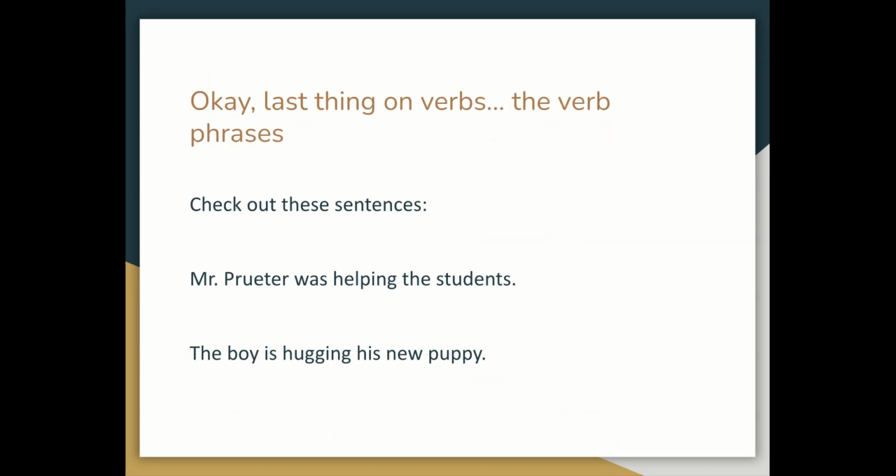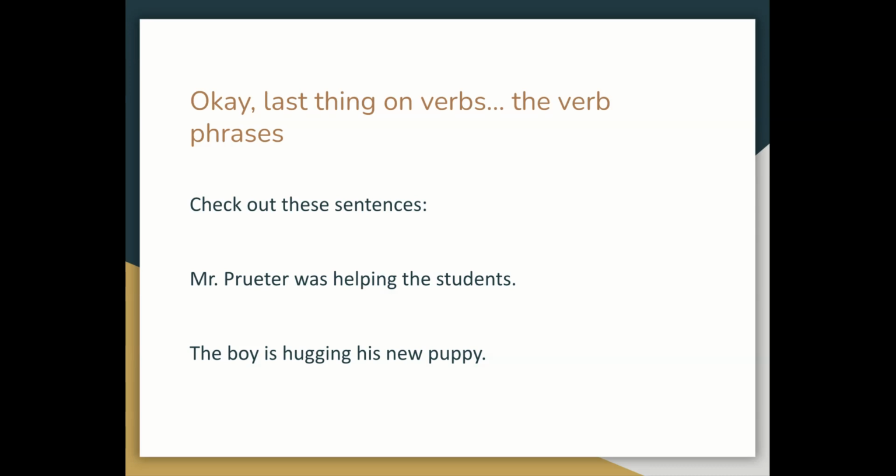Okay, last thing on verbs. There are also verb phrases. Let's check out these sentences. These actually have multiple words that come together to become a verb phrase. We have Mr. Pruder was helping the students. We have the boy is hugging his new puppy. There's more than just one word here that makes the verb.